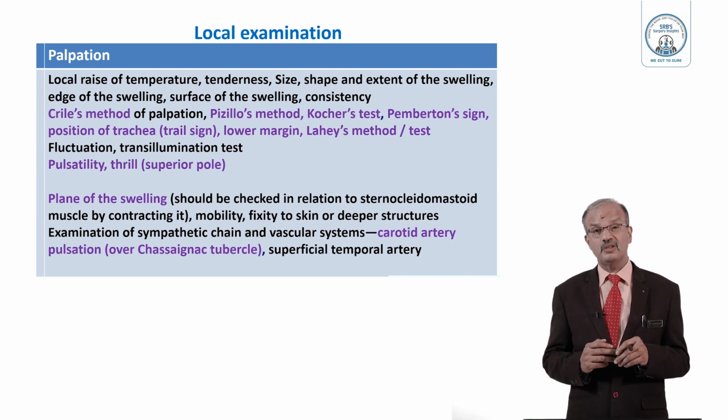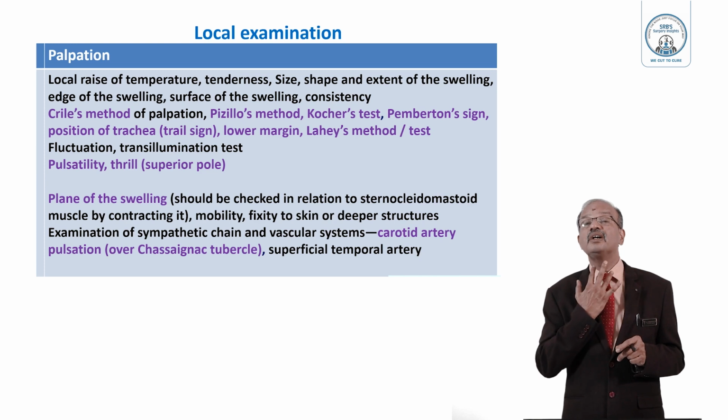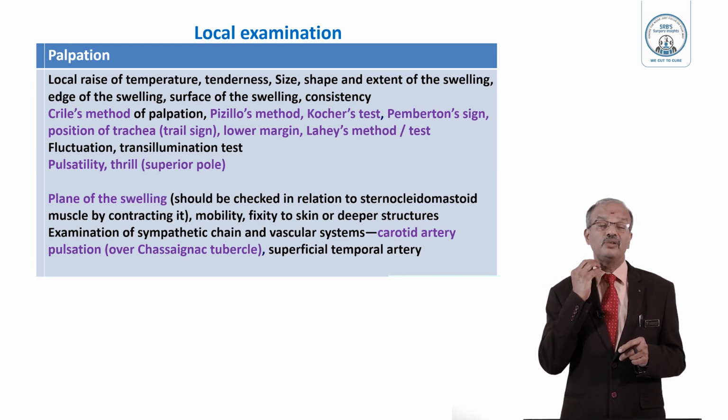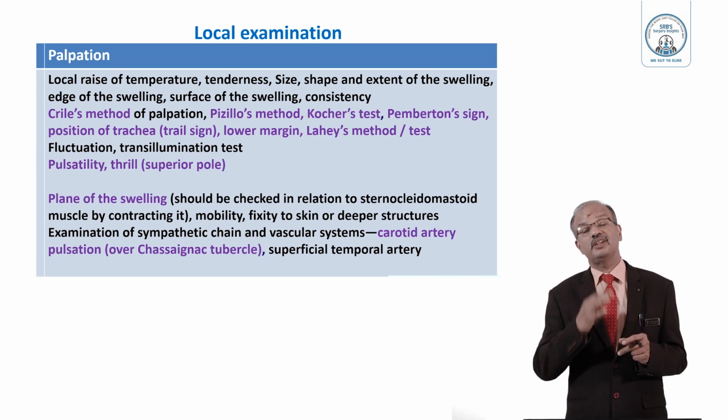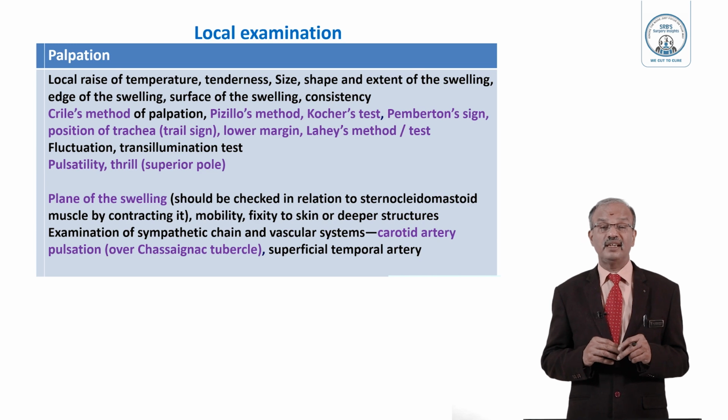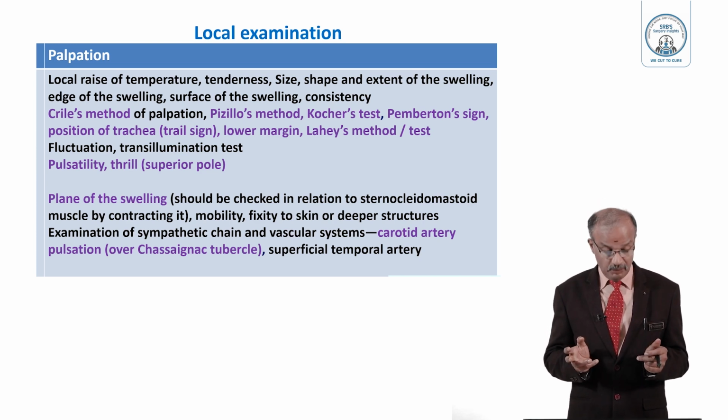Then examine the trachea. That is like this, the 3-finger test. Trail's sign: in a solitary nodule thyroid where one lobe is involved, if the trachea is pushed, then the hollowness on the opposite side will be lost. So that is the Trail's sign. The 3-finger test is very important.